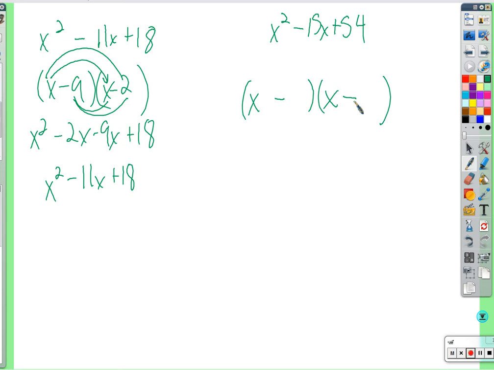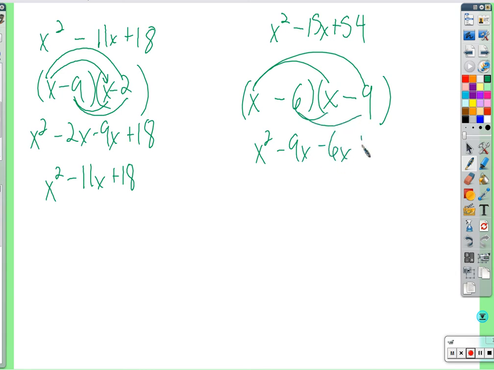6 and 9. 6 and 9? Will that work? Yeah. 6 and 9, x squared, minus 9x, minus 6x, plus 54. x squared minus 15x plus 54. There we go. 15. What'd I say? 11. I don't know why. I had a guess. Maybe because I was thinking of that one.